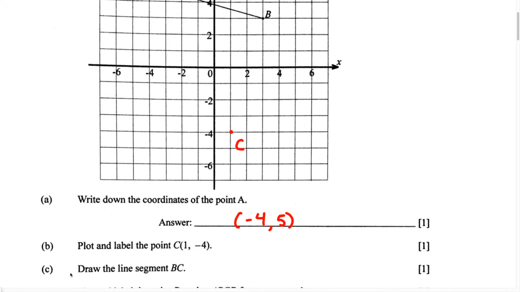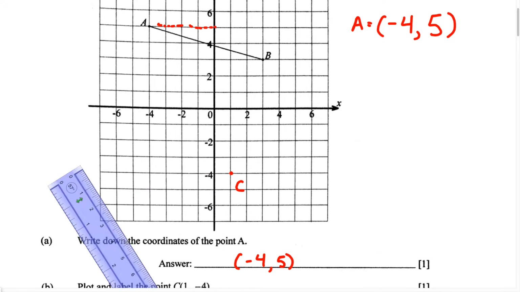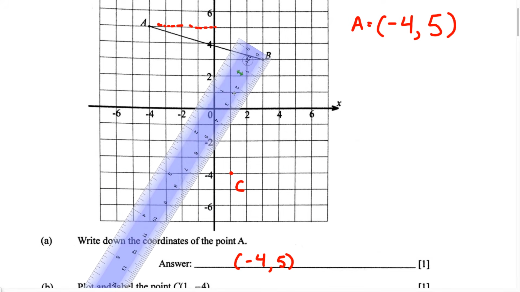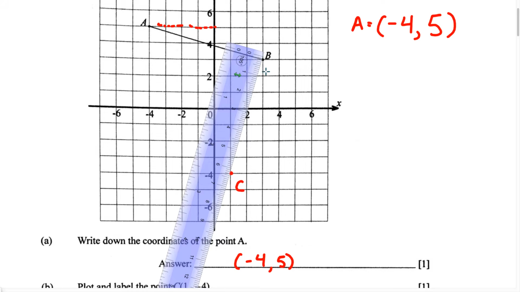And now part C says, draw the line segment BC. Now when they say this, they want us to draw a line from point B to point C. So we're just going to use our ruler, and we're just going to line up the 2 points. So we have point B and we have point C. Using our ruler and pencil, we're just going to draw this line.